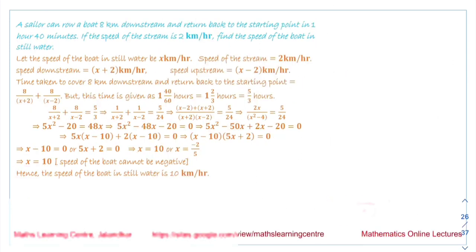Next is, a sailor can row a boat 8 km downstream and return back to the starting point in 1 hour 40 minutes. So we are saying, suppose the direction of stream is this.